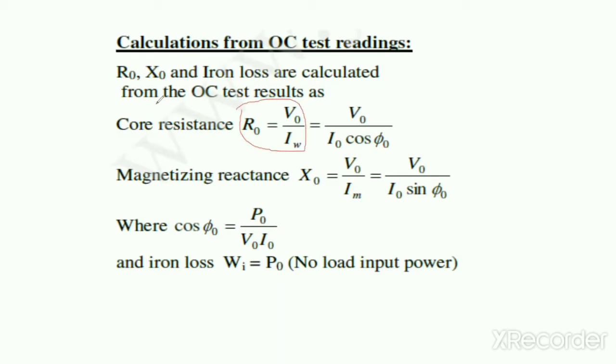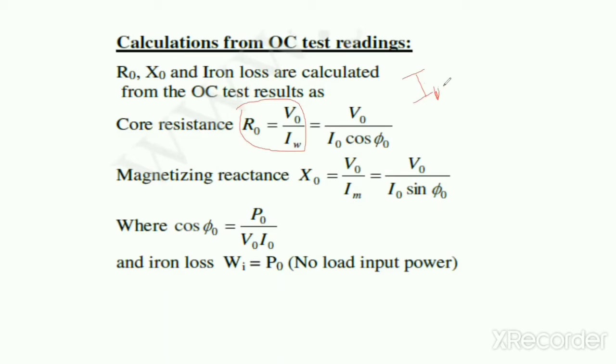Therefore, from this OC test, we calculate the R0 value. What is R0? R0 is equal to V0 by IW. Okay, what is the formula for IW?